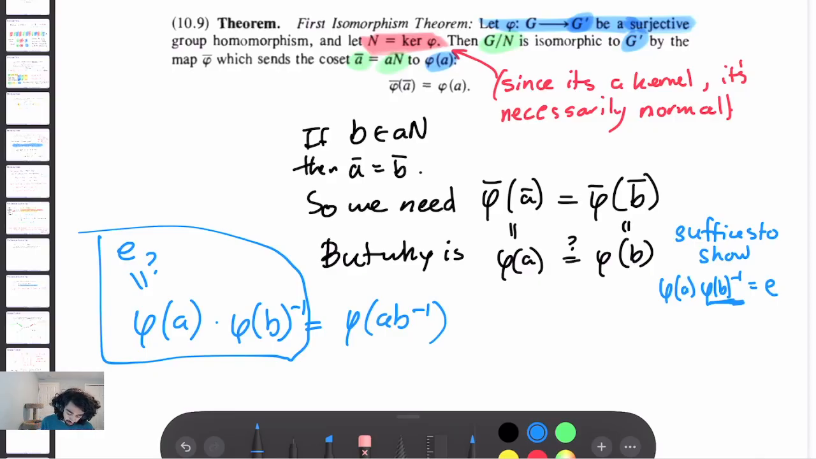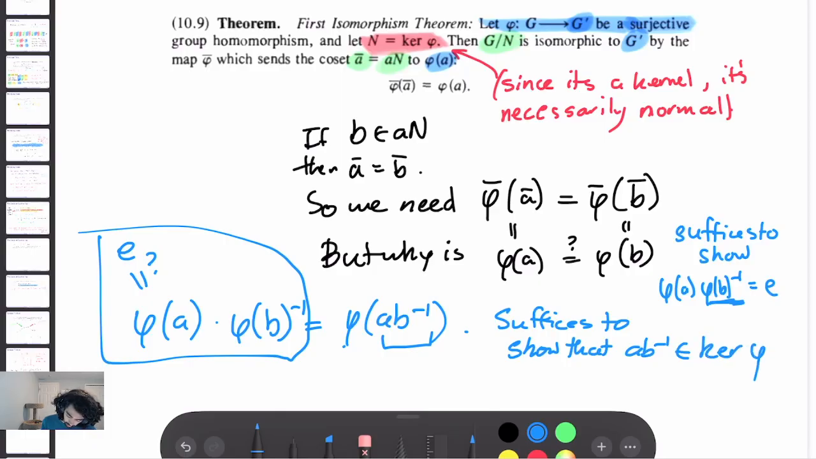So what we're saying is that we're hoping that this element, a b inverse, so now it suffices to show that a b inverse is in the kernel of phi. Because that's what it means to be in the kernel of phi, that when you apply phi to it, you get the identity. And if we could get this, then we can multiply on both sides by phi of b, and everything works backwards.